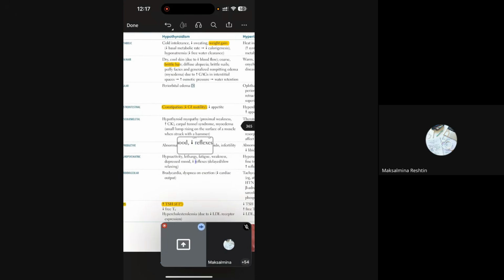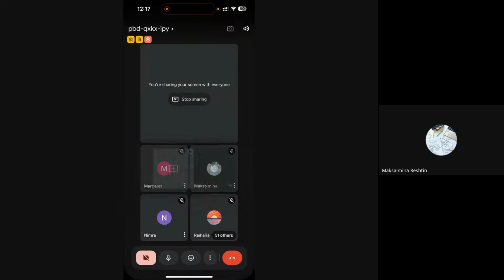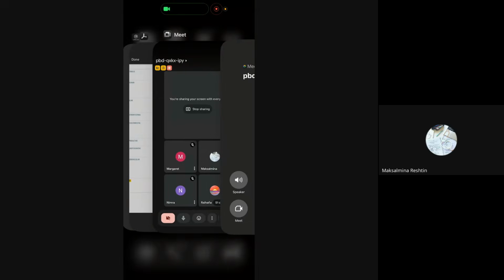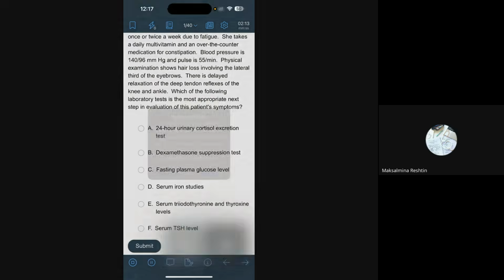The reflexes are decreased in this patient. Okay, so all of these symptoms, fatigue as well, all 5 symptoms can make sense through hypothyroidism. Now you have to tell me, for hypothyroidism, which one is going to be the right answer? Cortisol is not going to be it, nor dexamethasone, fasting, serum. E or F?